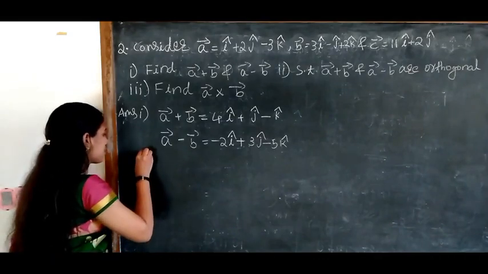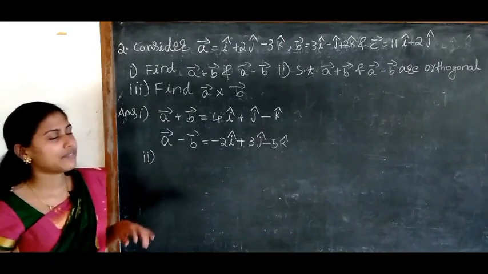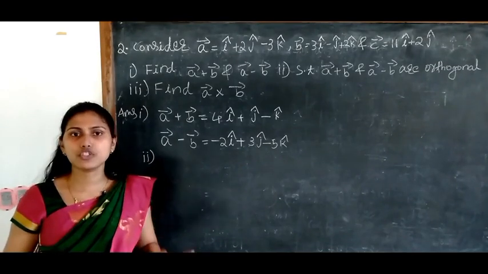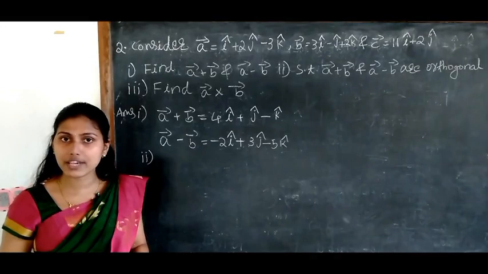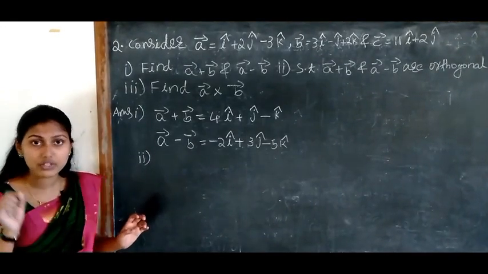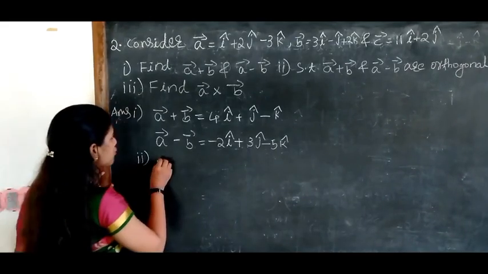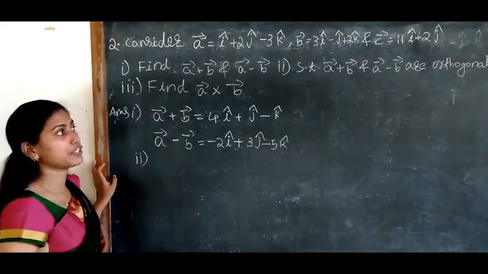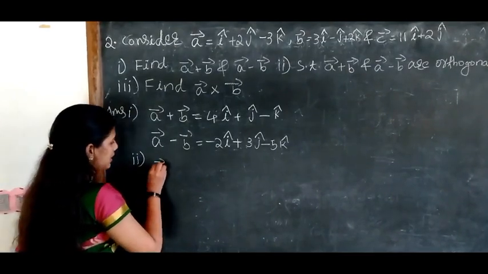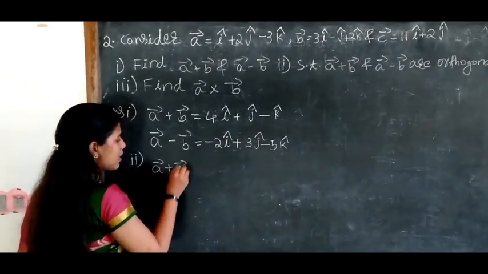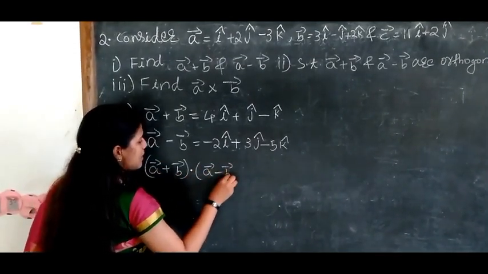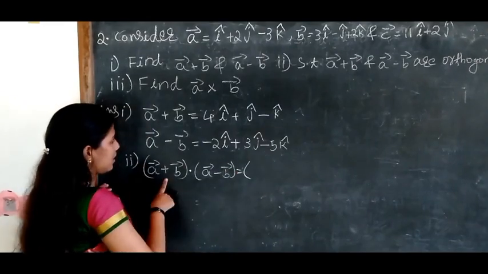Then the next sub-question is show that vector A plus vector B and vector A minus vector B are orthogonal. We know that two vectors are orthogonal if and only if their dot product is equal to 0. That is, we have to prove that vector A plus vector B dot vector A minus vector B is equal to 0.